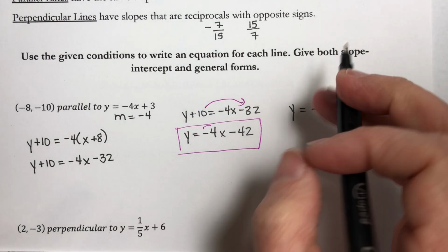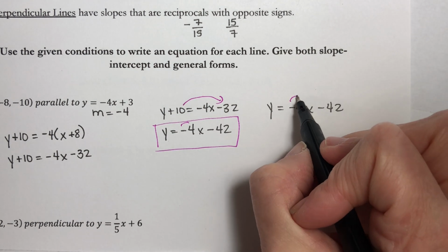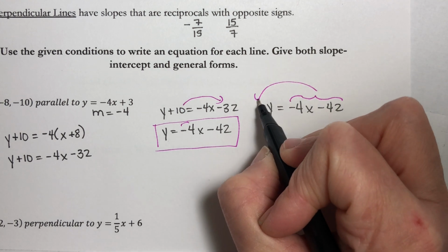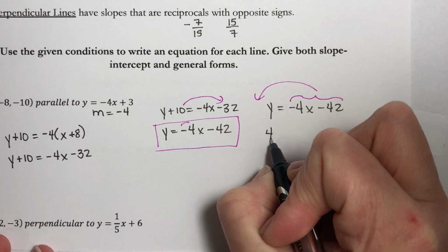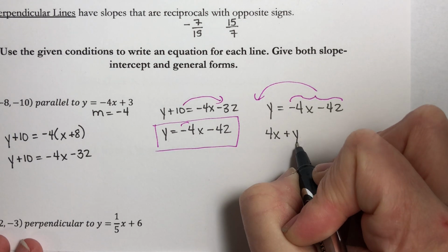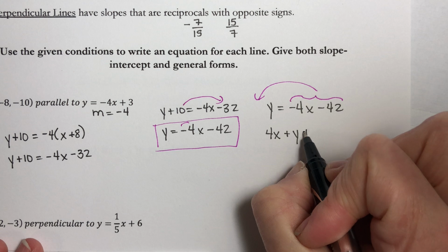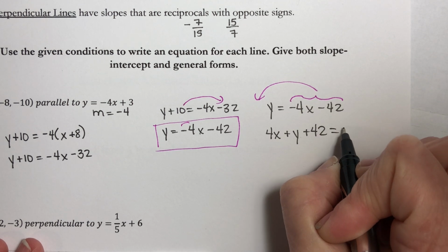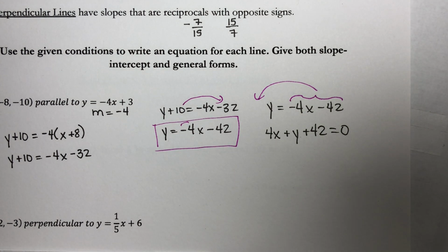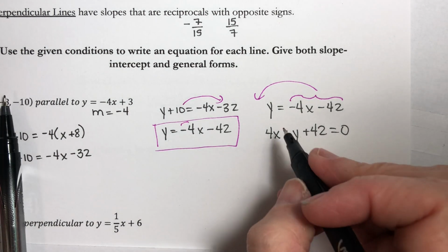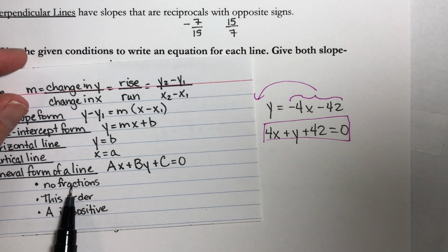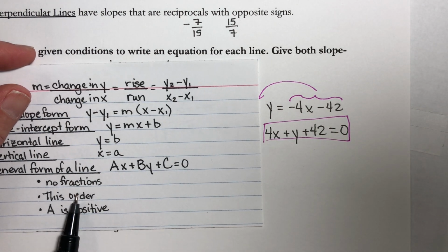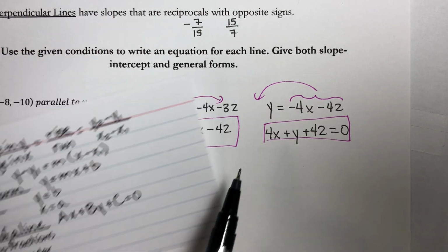To get this into general form, what I'm going to do is I'm going to take both of these and move them over to here. So if I add 4x to both sides, I get 4x plus y. Now add 42 to both sides equals 0. So 4x plus y plus 42 equals 0. This is your answer in general form. We have no fractions. It's in the correct order, and our first number is positive, so we're good.